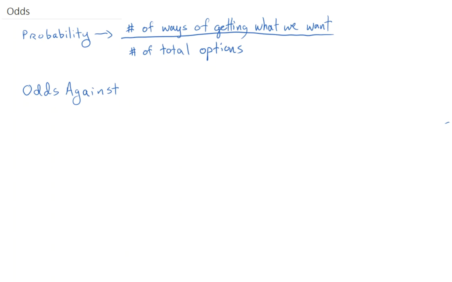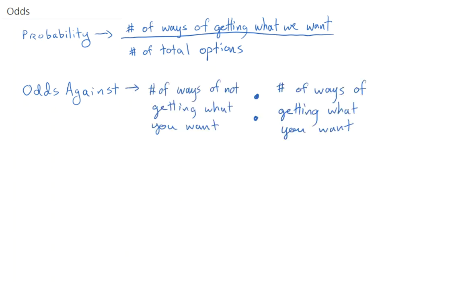When we're talking about odds against, we're essentially setting odds to not get what we want. So basically the two numbers are flip-flopped. In other words, the first number is going to be the number of ways of not getting what you want. And the second number will be the number of ways of getting what you want. So exactly what we saw in odds, the same numbers, but in the opposite order.